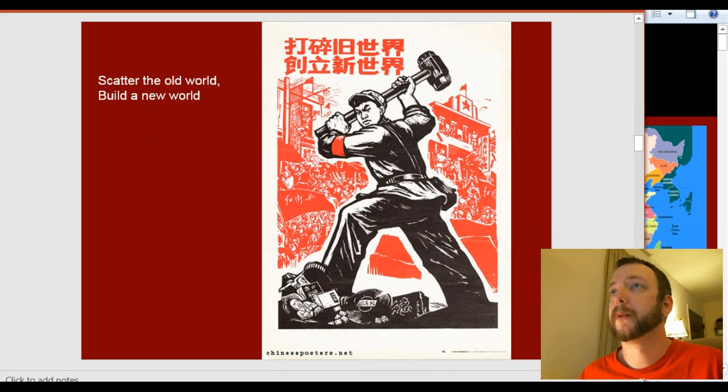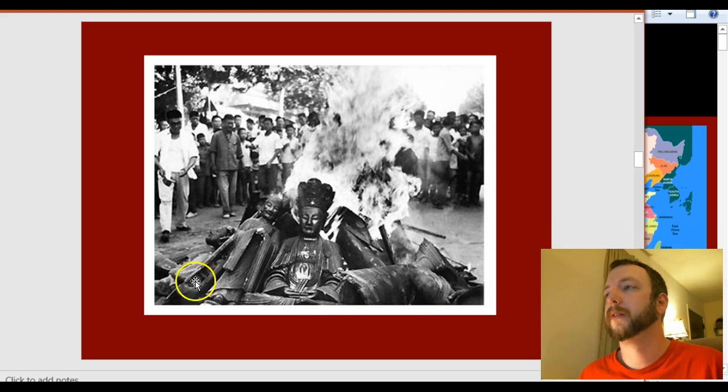So here's some more images. This poster here says, "Scatter the old world, build a new world." They're talking about building a new communist world. Here's some more images of burning iconography. Iconoclasm is not a very good thing in communist ideology.